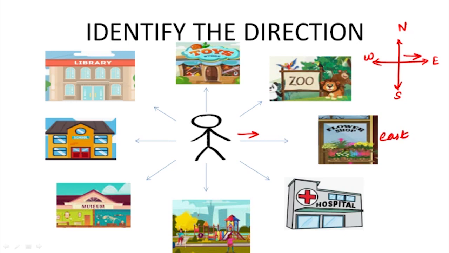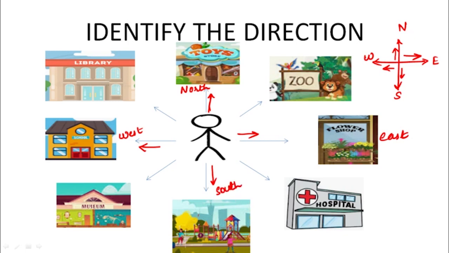Next, let us look at the toy store. Where is the toy store? The toy store is in this direction with respect to the person. If you compare it with the directions diagram, you get that it is in the north direction. Or I can say that the toy store is in the north of the person. Next, let us look at the school. In which direction is the school? The school is in this direction with respect to the person. Which direction is this? It is west. Or I can say that the school is to the west of the person and the park is in this direction, that is the park is to the south of the person.